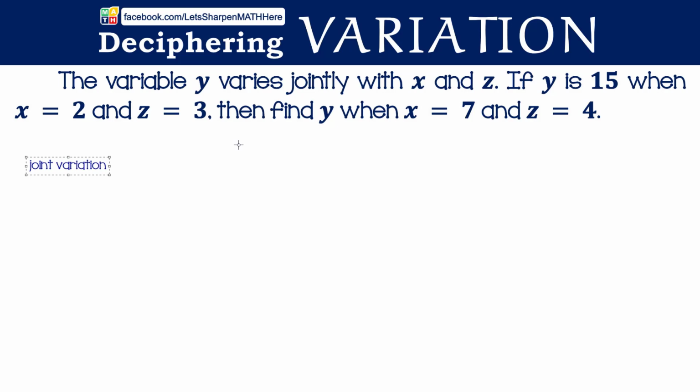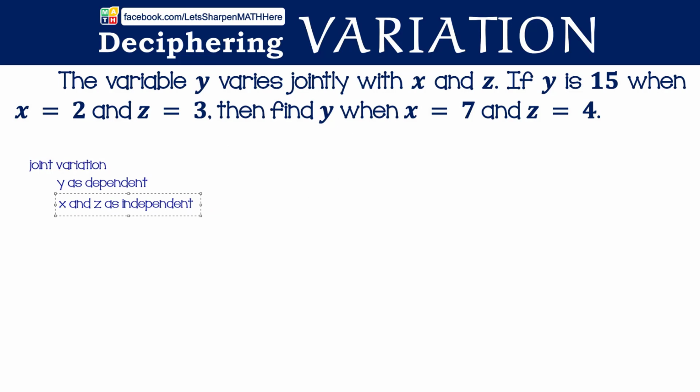And when we say joint variation, it's an extended form of direct variation where we only have one dependent variable and there could be two or more independent variables affecting it. Here, in this given situation, it's the variable y that varies jointly with x and z, so y becomes your dependent variable. And the remaining variables x and z are your independent variables.